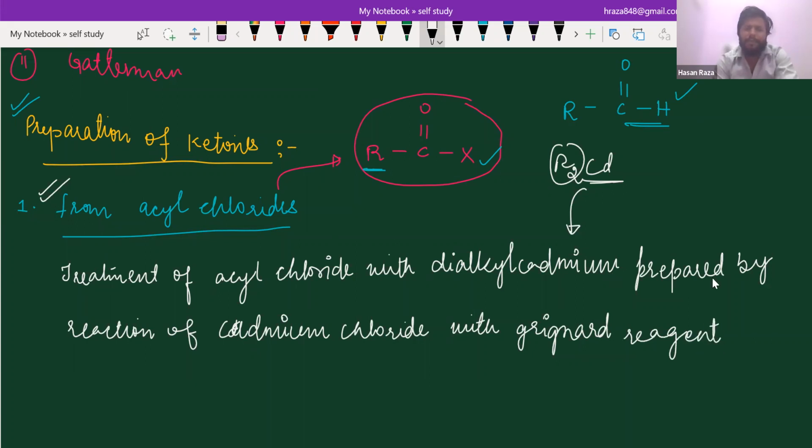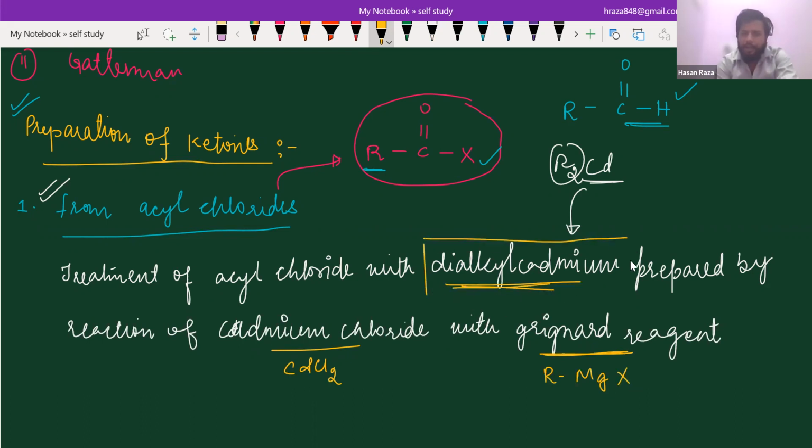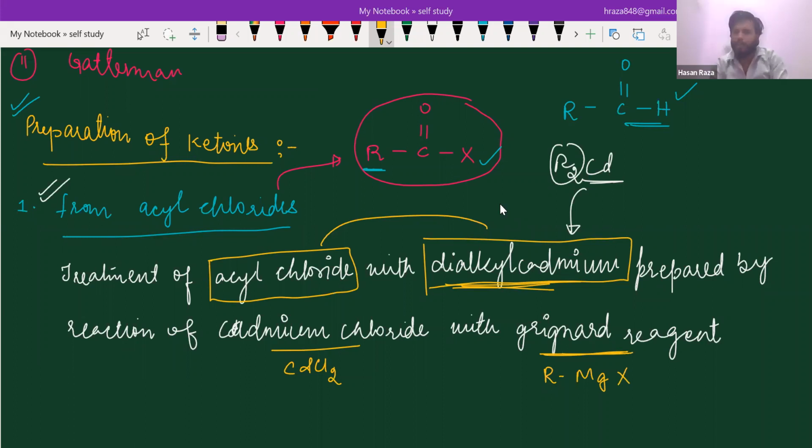It's very easy. First, you are going to react this cadmium chloride, which is CdCl2, with Grignard reagent, that means RMgX. Then we will get dialkyl cadmium, and this dialkyl cadmium will react with acyl chloride to give ketone. Is that clear? So first you write this sentence, and then I'm going to show the reaction and explain it again.